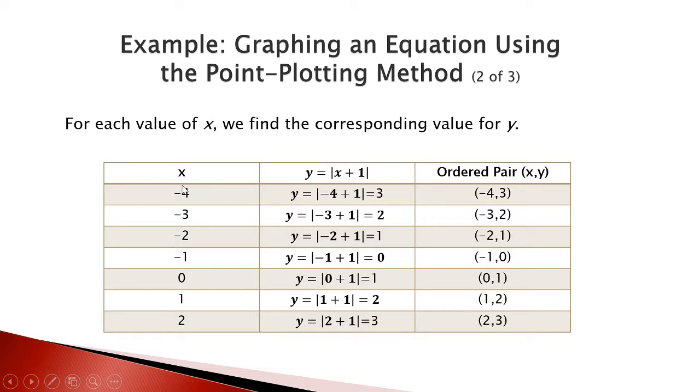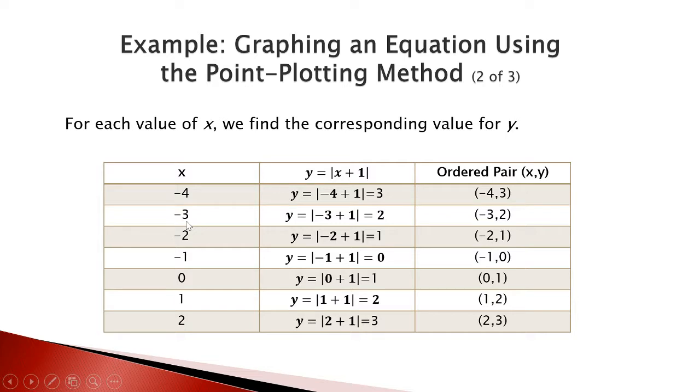Here, when x equals -4, we have this equation and we have to plug in the values of x and then get the corresponding, or resulting, y value. Now when x equals -4, we substitute -4 for x, and when we solve this, -4 plus 1 gives us -3, and the modulus of -3 will be +3. So the y value will be 3. So when x equals -4, y will be 3, and the ordered pair will be (-4, 3).